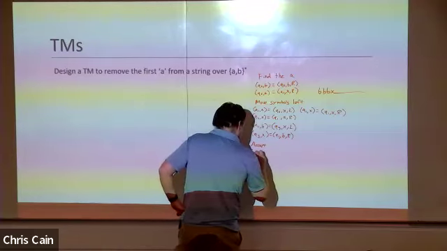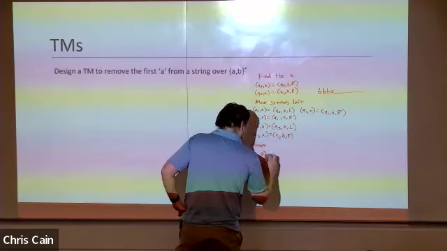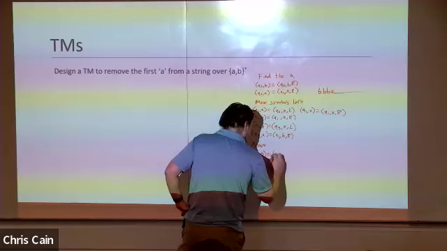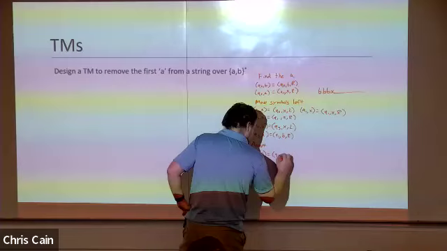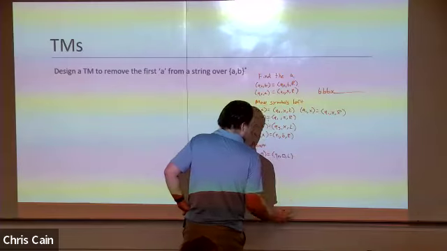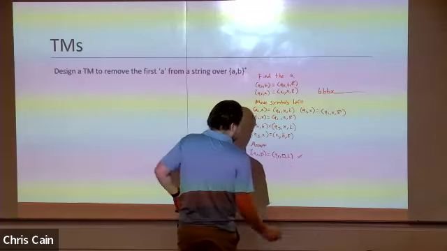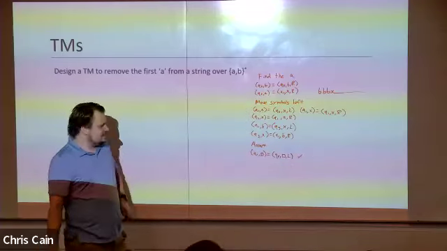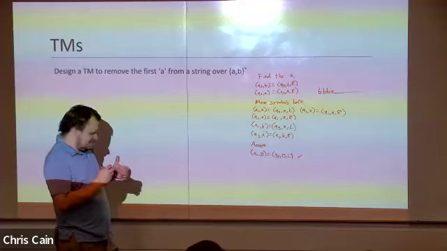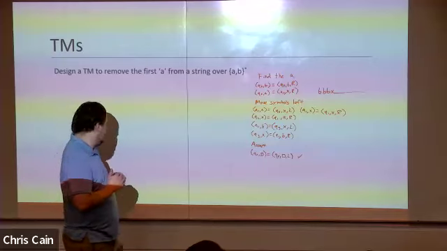So if we're in Q1 and we see a blank, then we are going to move to some accepting state, QF. And don't do anything. Doesn't matter which direction we move, we'll say left. And that will be the acceptance. So let's see what we do. Is there anything missing if we go over an example?